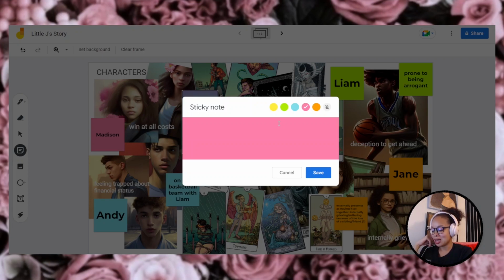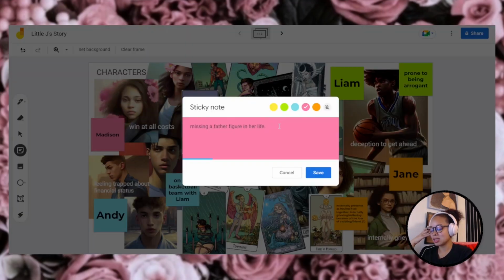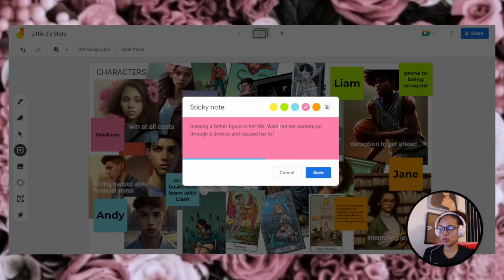So maybe that also adds to why she's such a win at all costs, because, oh, I'll add that. So then because she watched her family go through divorce, maybe it was really difficult for her to watch her mom go through that. Now she's like, no matter what, that's not happening to me. Because I get that. I'm a child of divorce.